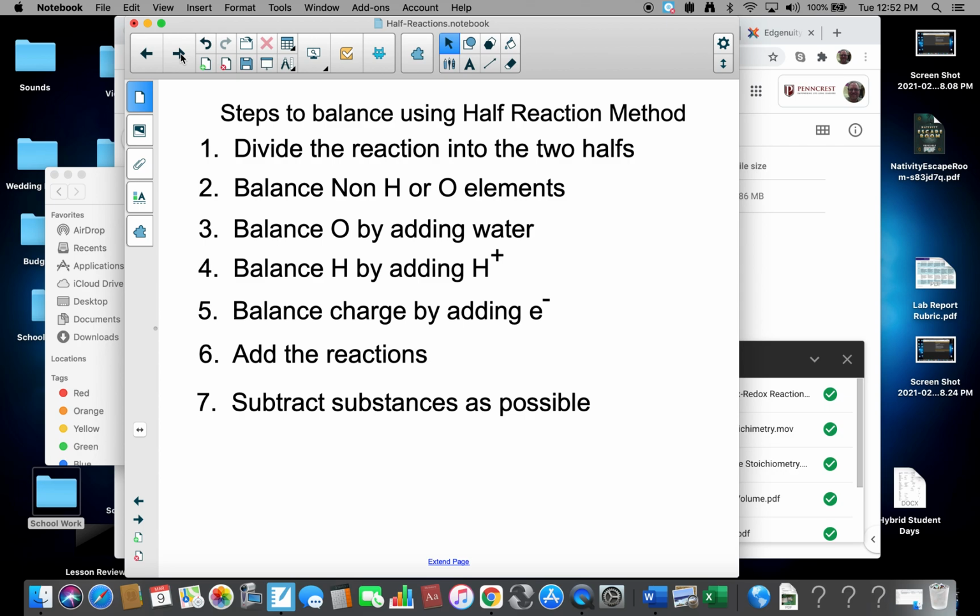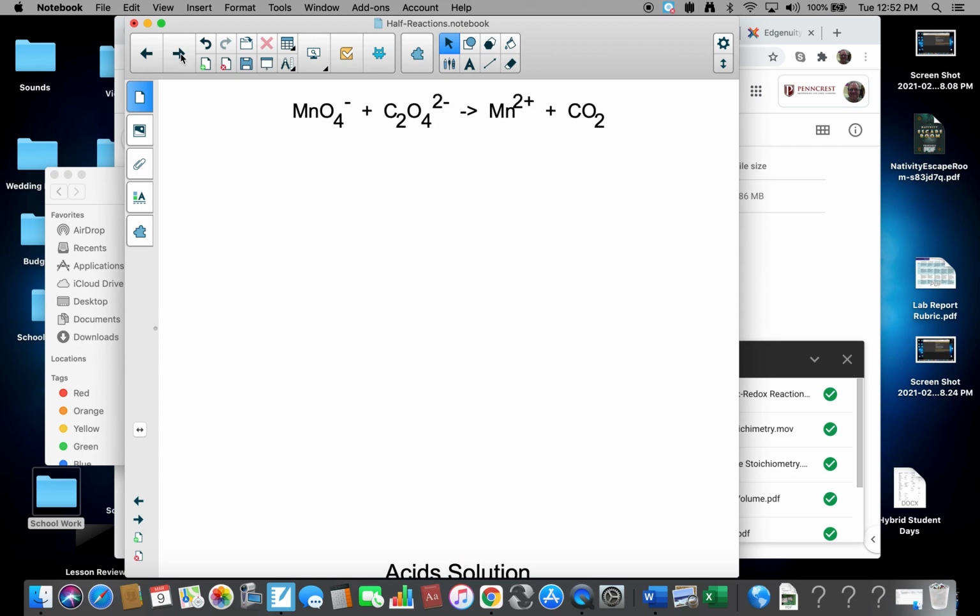Here are a couple examples we're going to have. All right. So permanganate, MnO4-, plus oxalate, C2O4 2-, generates manganese 2+ ion and carbon dioxide. Another example, dichromate, Cr2O7 2-, plus chloride ion, generates chromium 3+ ion plus chlorine.